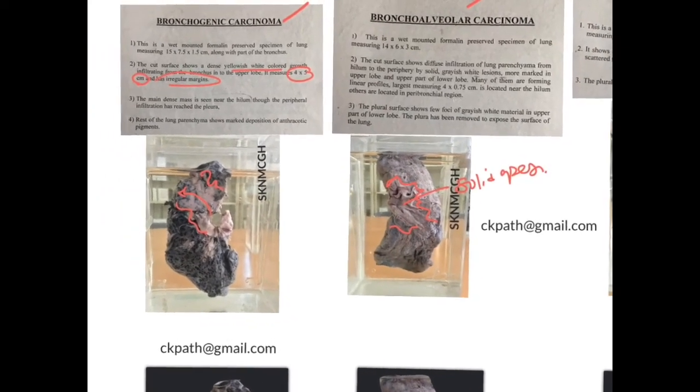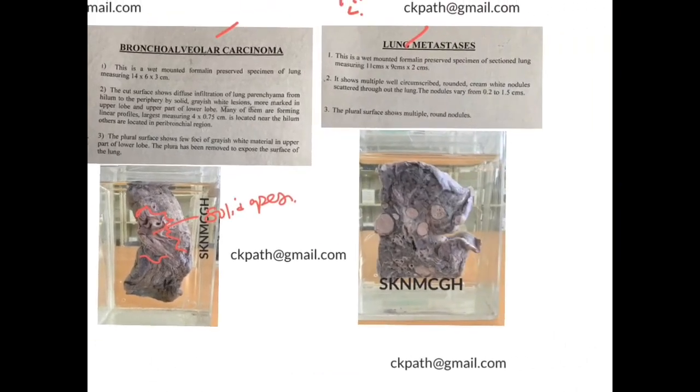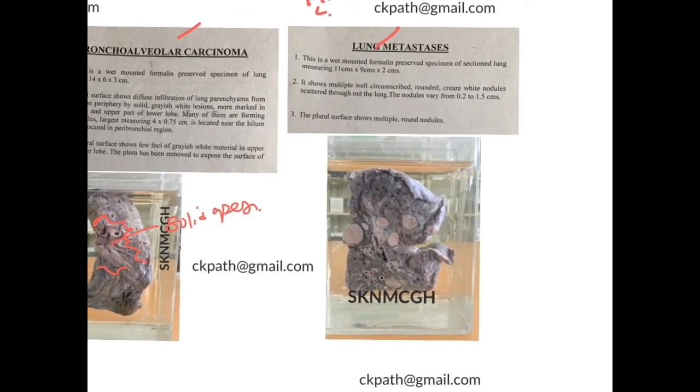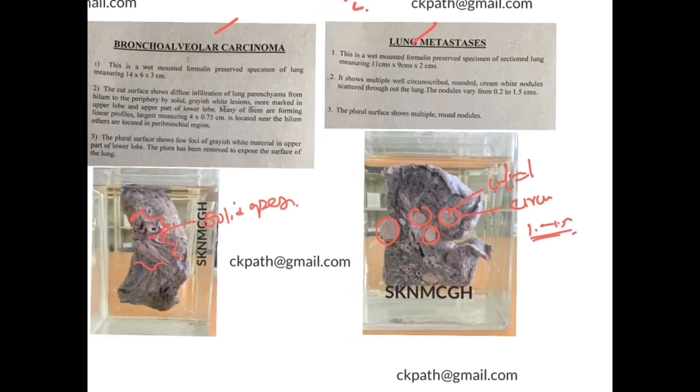So these are the two specimens, and the last one is the lung metastasis. Lung metastasis is easy to identify because it shows multiple lesions. Here you can see a single lesion, and here you can see multiple lesions which are well circumscribed, with a grayish or creamy appearance, and these are circles of various sizes, around 1 to 0.5 centimeter in diameter. So these are the specimens.